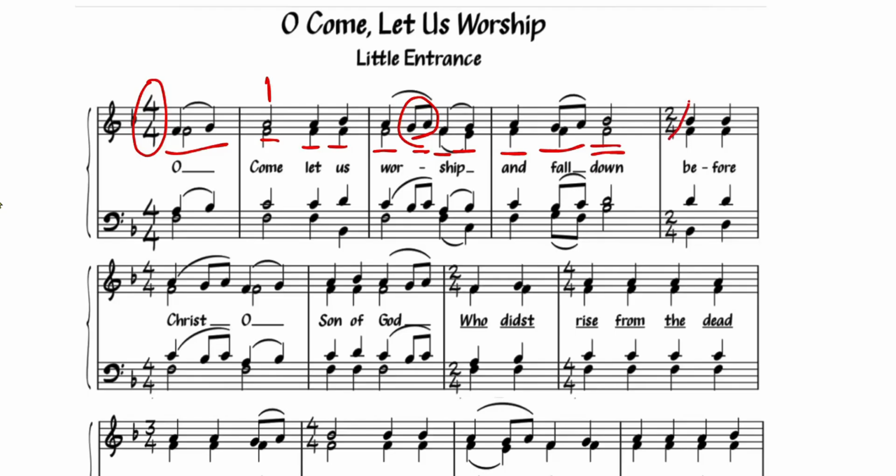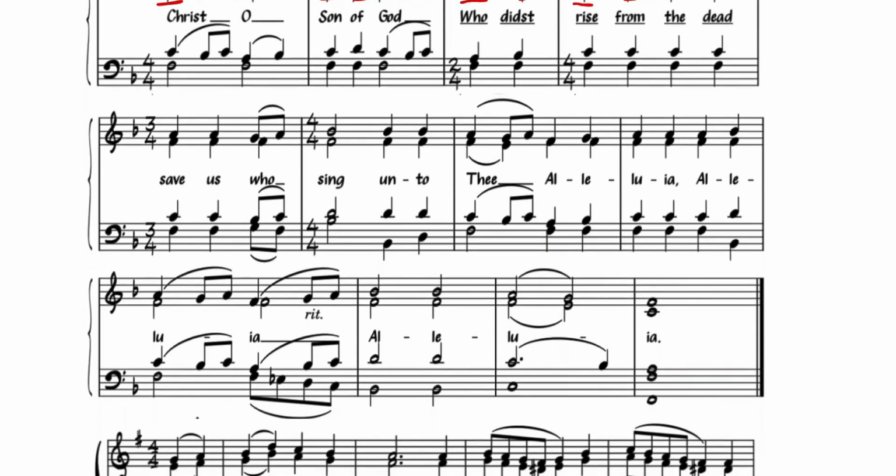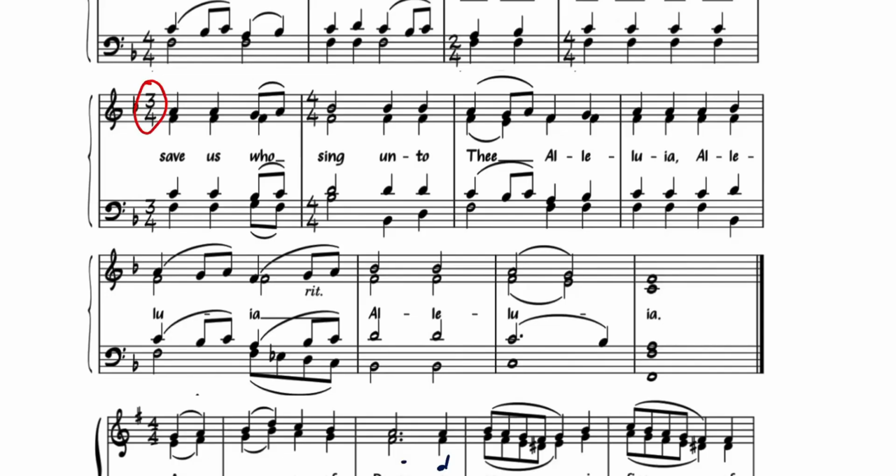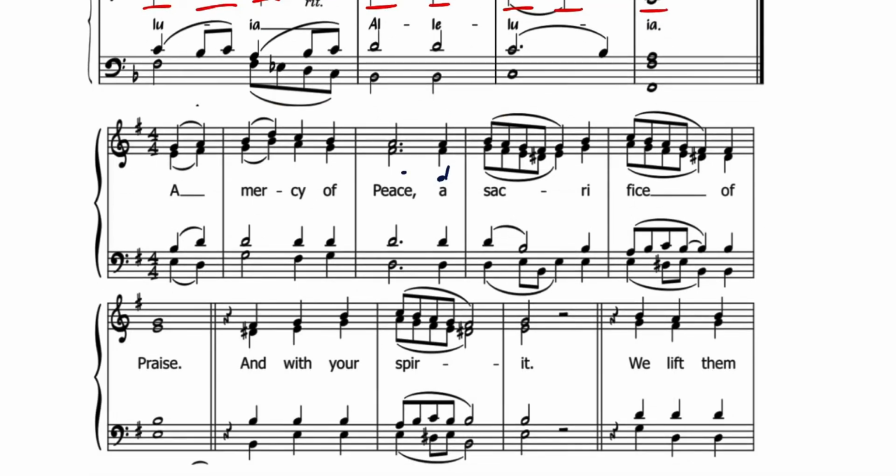Then we've got a bar of 2/4. So there's 2 beats, and then we go back to 4/4. 1, 2, 3, 4. 1, 2, 3, 4. Again with the 2, and then back to 4/4, and then what's this? We got a bar of 3/4. 1, 2, 3, and then the rest of it is in 4/4. Pretty straightforward. Simple.